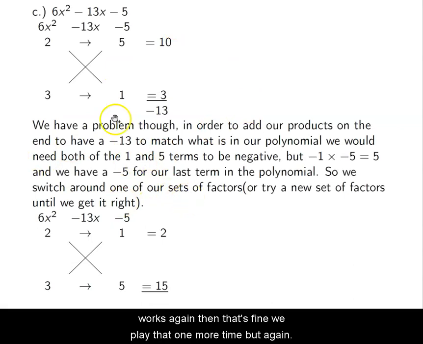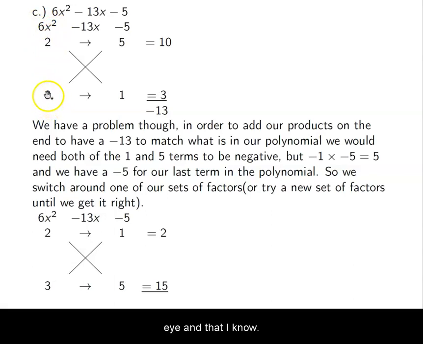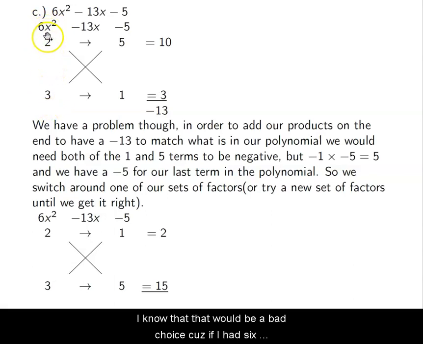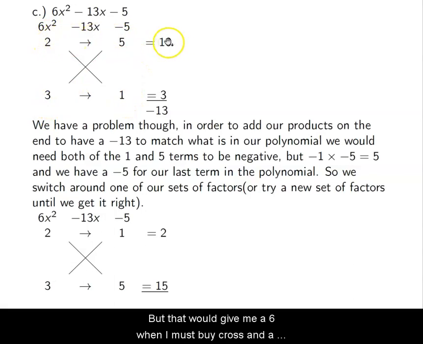Replay that one more time. But again, you're really just going to switch one factor. Okay, if this didn't work, then I would start over. I would have 5 and 1, but instead of 2 and 3, I would choose 6 and 1. And I know that would be a bad choice, because if I had 6 and 5, I would have 30, and then 1 and 1 would be 1. There's no way to get negative 13. So off the top of my head, I would know that 6, 1 and 5, 1 would be a bad choice. Now maybe 6, 1 and 1, 5 would work, but that would give me a 6 when I multiply across and a 5 when I multiply across, and I'm not going to get to 13. So right away, I know that that would be a bad choice, right?